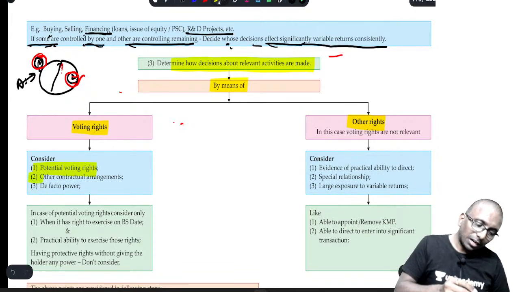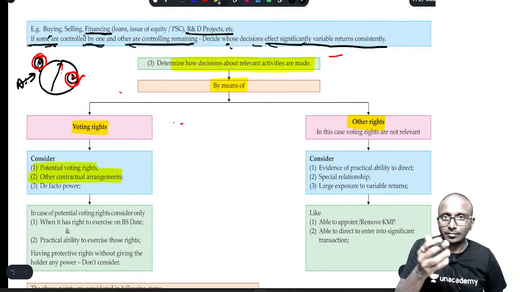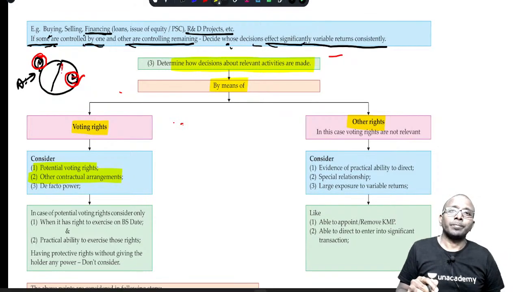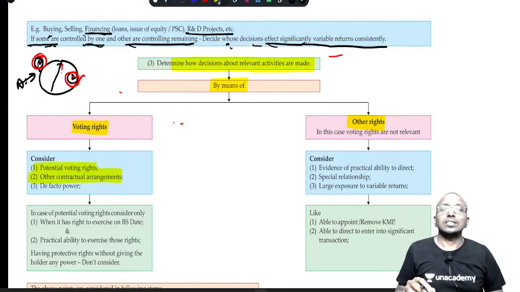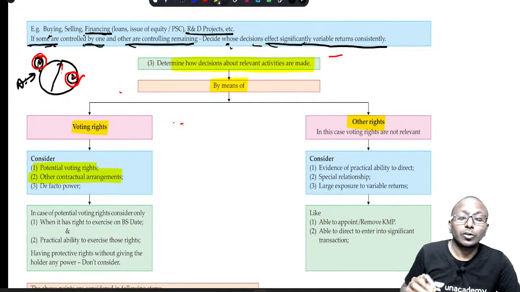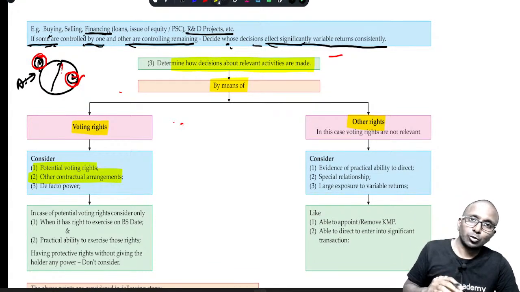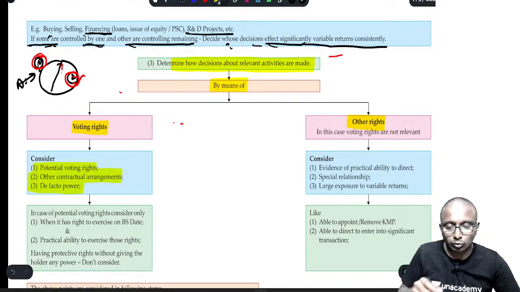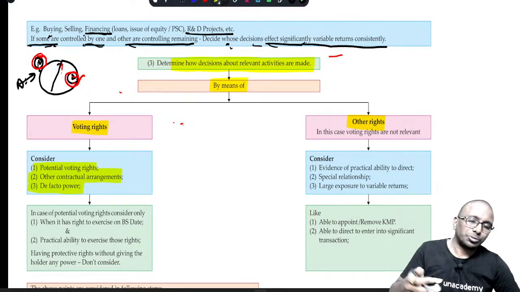Next, other contractual arrangements, which I told you about sometime before in one of the companies which I have seen. Because of the arrangement agreement between the owners, one party is controlling the other party. And there is de facto power. This I will explain to you.